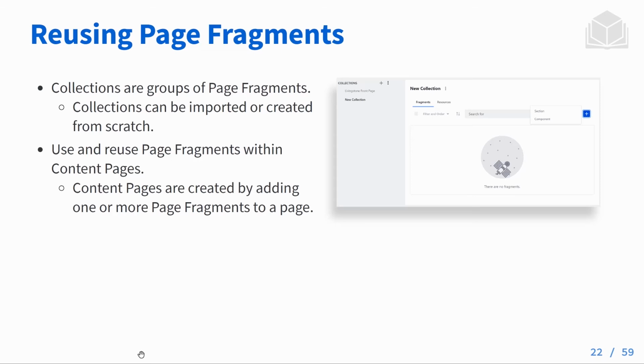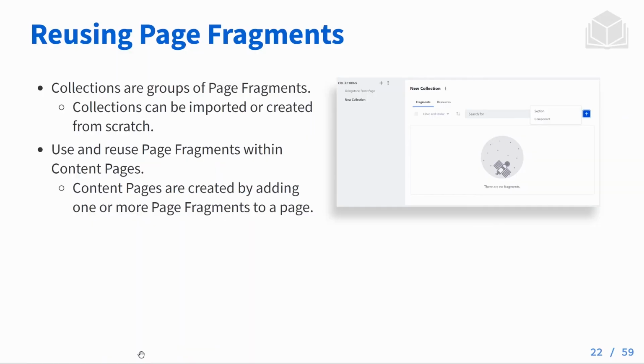Again, fragments can be reused. So when we're working with fragments, we can have a group of fragments. We call that a collection. Collections can be imported from one instance to another, so that way you don't need to constantly recreate these. You can have your front-end developer create it on their own local machine, and then you can import it into production once everything has been tested. These fragments can be used and reused within your content pages. So again, you can have one fragment, you can copy that fragment 4 times, and then each copy of those fragments can be adjusted or edited accordingly.